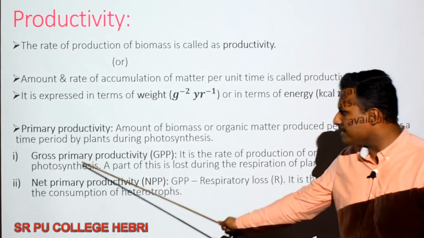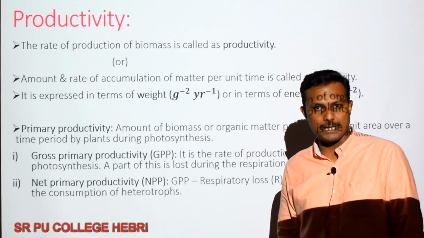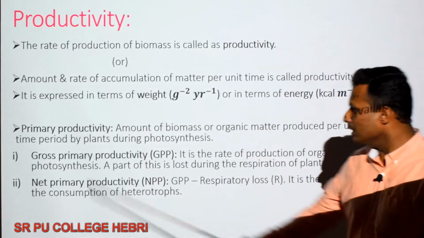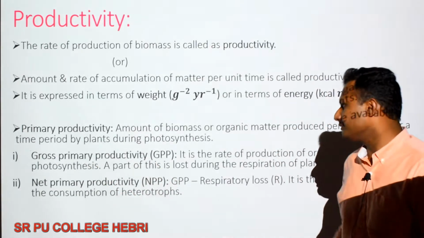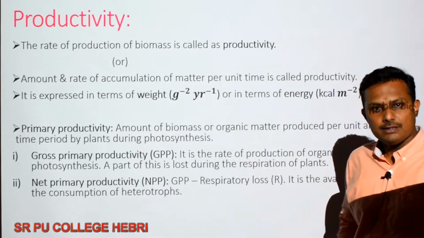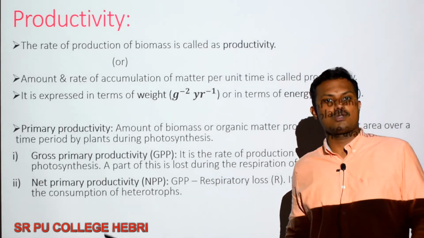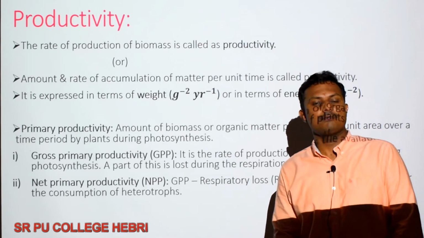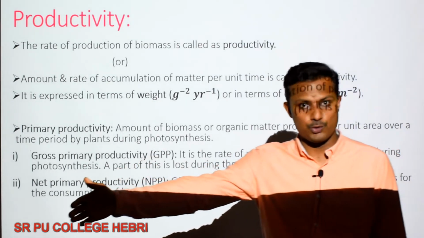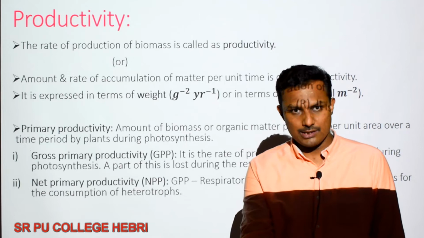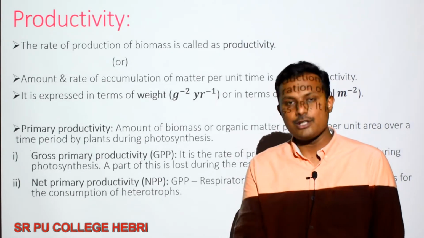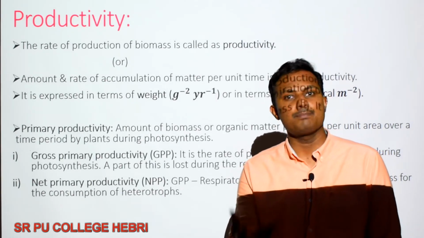So there are two types of primary productivity here. One is GPP and other is NPP. GPP refers to gross primary productivity, which means the entire biomass that is produced by the plants during the process of photosynthesis. Photosynthesis ಮಾಡುವಾಗ at the end of the process of photosynthesis ಎಷ್ಟು energy produce ಆಗಿದೆ ಅಥವಾ ಎಷ್ಟು biomass produce ಆಗಿದೆ, that is what we call it as gross primary productivity.